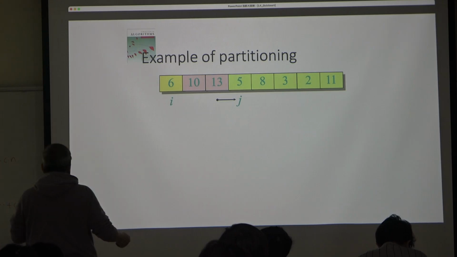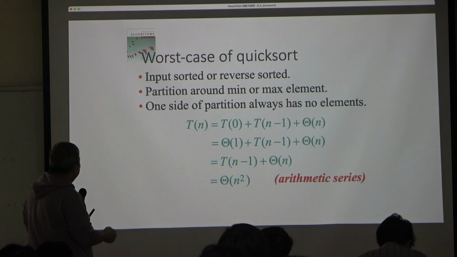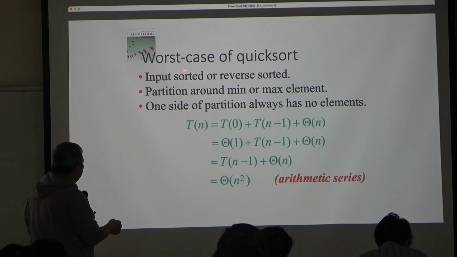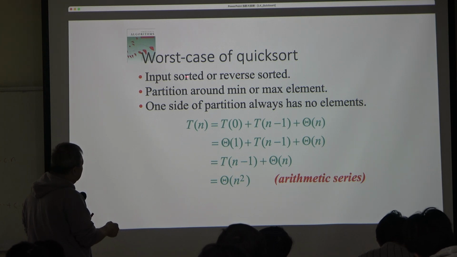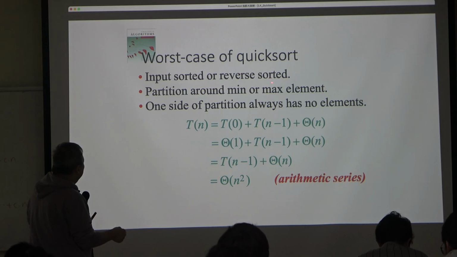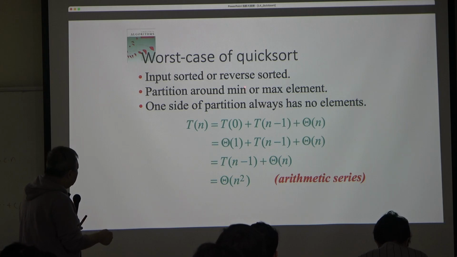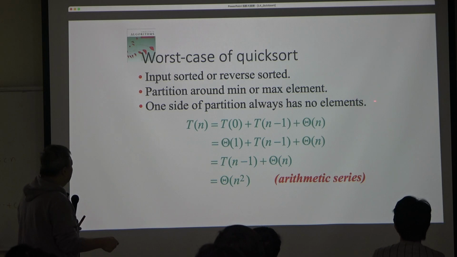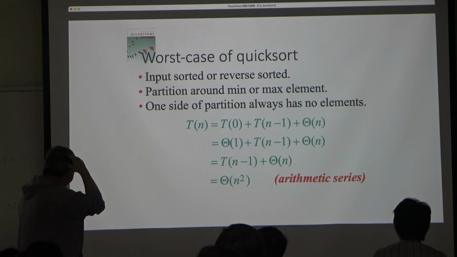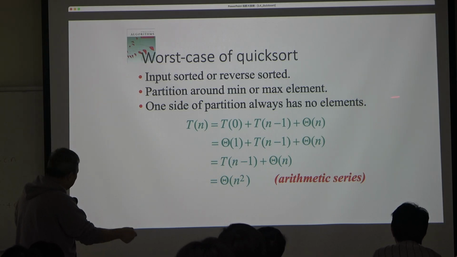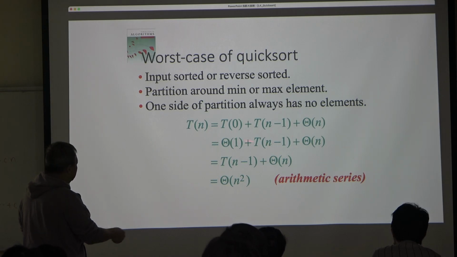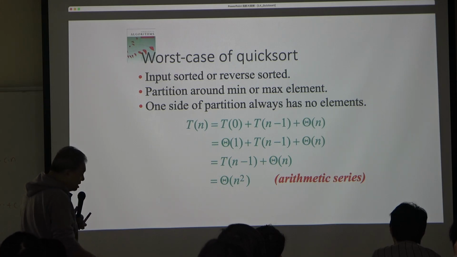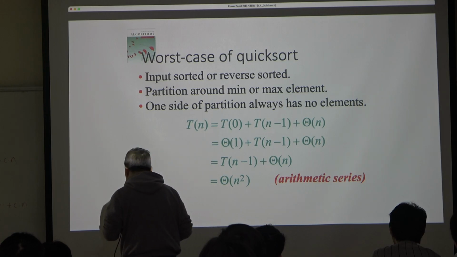So that's what I meant. The worst case is when the input elements are already sorted or reverse sorted, either in ascending order or in descending order. If you are doing the partition around the min or max element, that's the worst case, because one side of the partition always has no element. So the complexity becomes something like this. I don't need to go into detail. You know this is n squared, a high complexity. This is obviously an arithmetic series, and you know how to sum an arithmetic series.